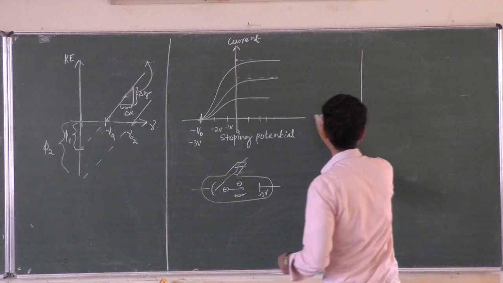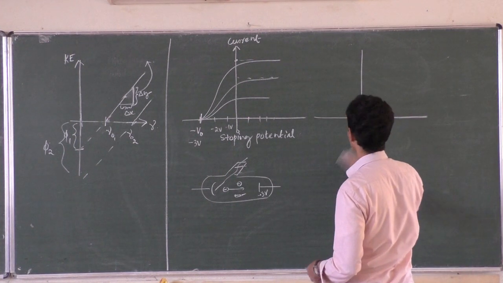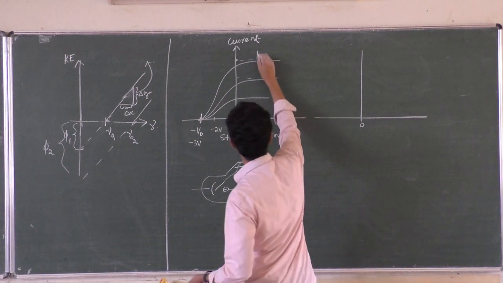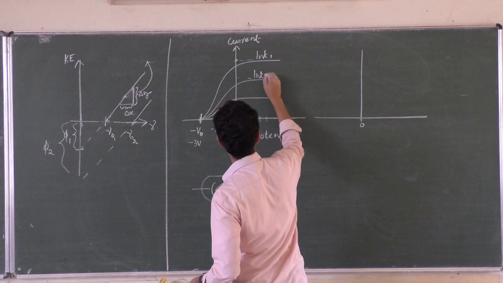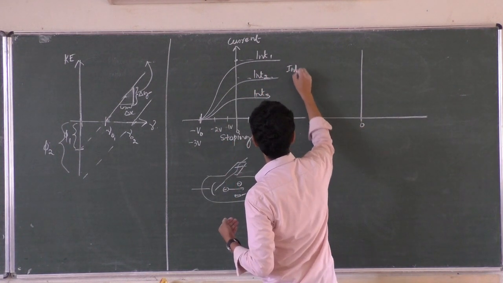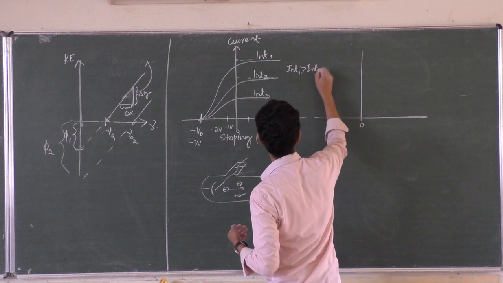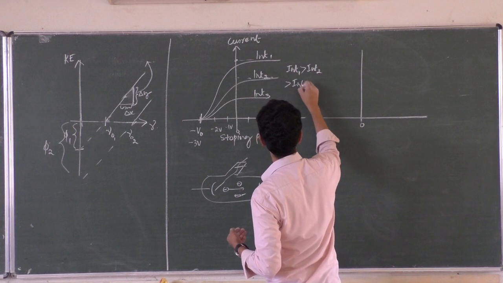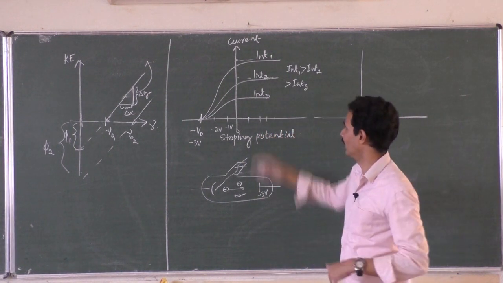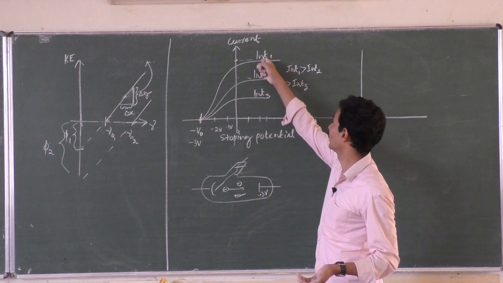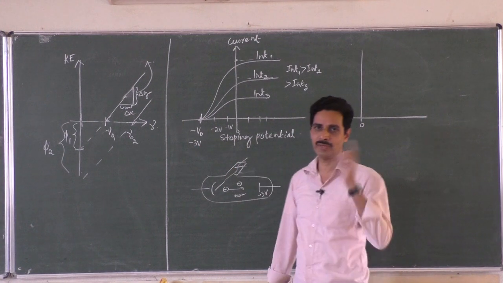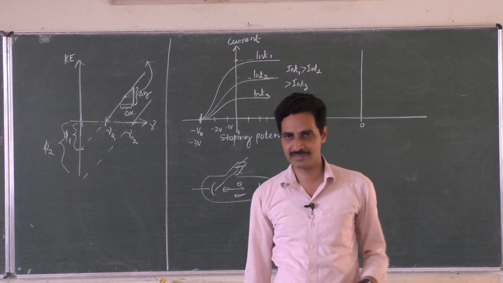Another graph. Yesterday, in the previous class, we have seen this. This is for different intensity. Intensity 1, intensity 2, intensity 3. Which intensity is highest? Intensity 1 is greater than intensity 2, greater than intensity 3. Intensity 3 is the very least intensity. This is the brighter light. More photons, more electrons, but all electrons can be stopped by one stopping potential because all are equally energetic.